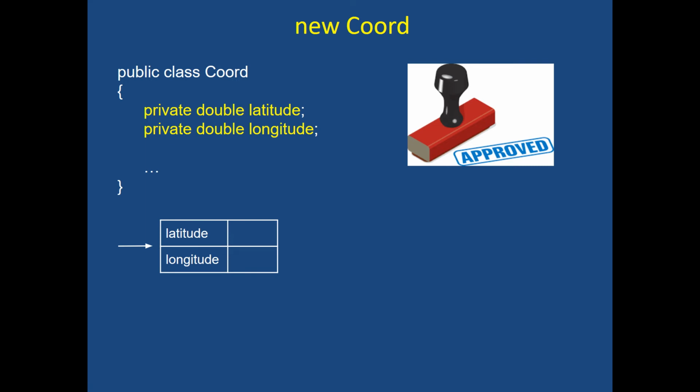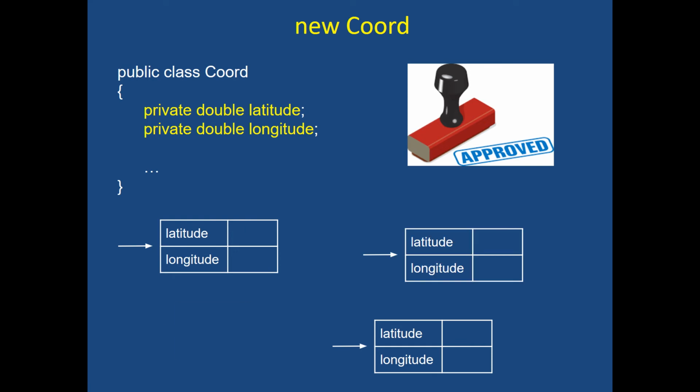That's the object. The object is a chunk of memory that has room to store the values of the instance variables. If we say create me a new coord, again, we get a different object somewhere else in memory with space to store a third object, a fourth object. So every time you call new on coord, you're getting a chunk of memory where the latitude and longitude can be stored.